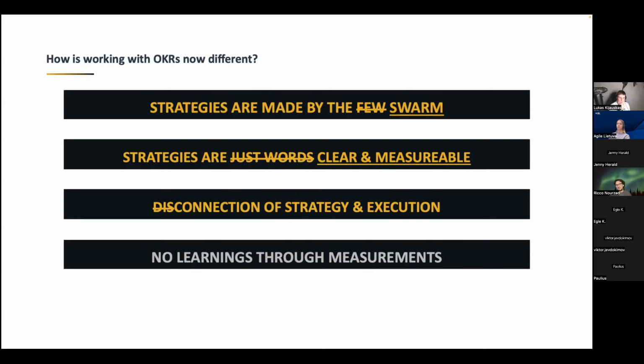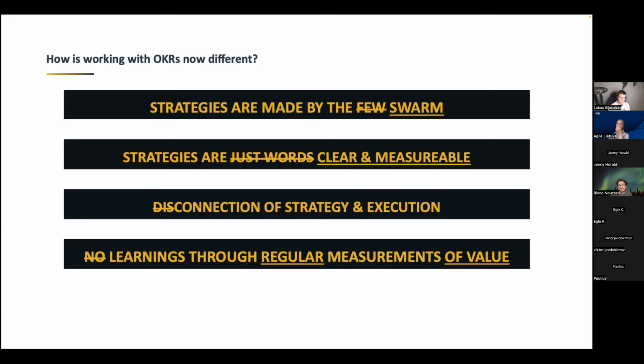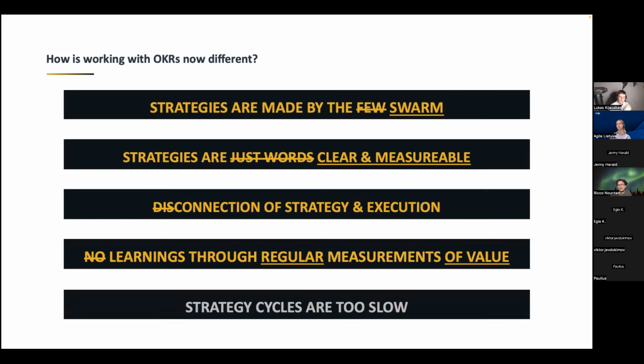Instead of having no learnings through measurements or the wrong learnings, let's have learnings through regular measurements of value. And the last one is, again, strategy cycles are too slow. Let's go with shorter strategy cycles with the help of OKRs. So I hope you take these reasons to convince your team lead, your CEO, however your structure within your companies is, that you probably can convince them of using OKRs if you're a huge fan of it and if you think it makes sense. So this would be the bottom-up approach to pull the trigger.